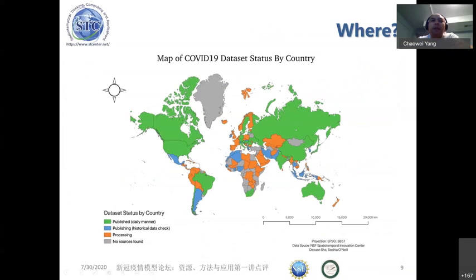The data sets are collected, and there's more than half of the countries in the world. The data sets are being processed and collected and will be shared with the community. So that's great from that angle.